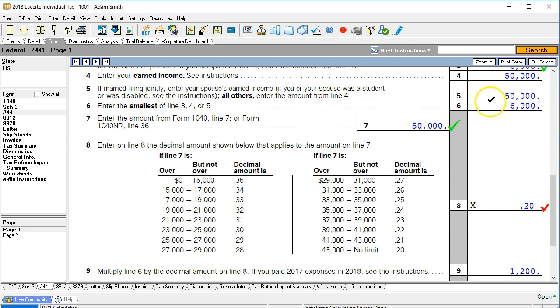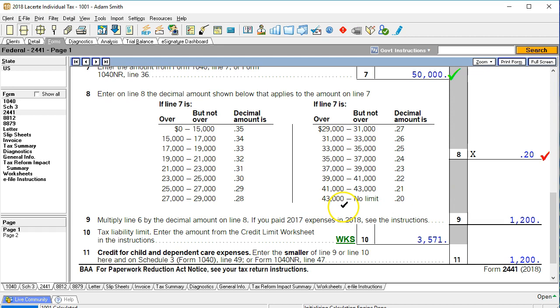However, now we've got, of course, the 6,000 times the 20%. 6,000 times the 20% gives us that 1,200, rather than obviously the 600 last time, which would be half of that. And then our liability here. So our liability is 3,571, which means that we're going to take the full 1,200.